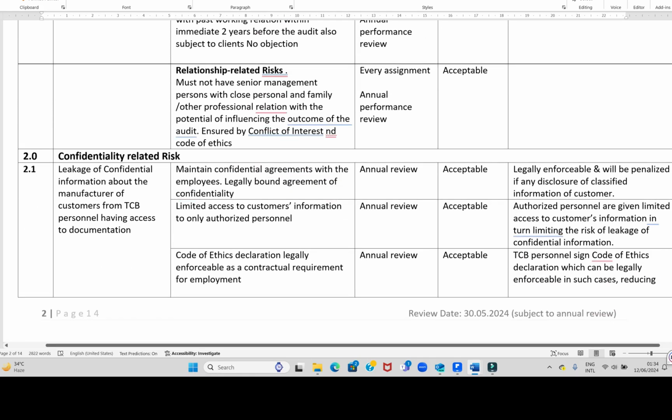Confidentiality related risk. Everything has to be kept confidential. So we get a mutually binding non-disclosure agreement and confidentiality agreement that nothing can be disclosed by you, because when we go for an audit we see a lot of confidential information. The client shows us those records and evidence with trust and faith. We cannot take them to the market and disclose those things, because that amounts to a serious breach of trust. So we have to make sure we uphold that confidentiality and the relationship with the organization.